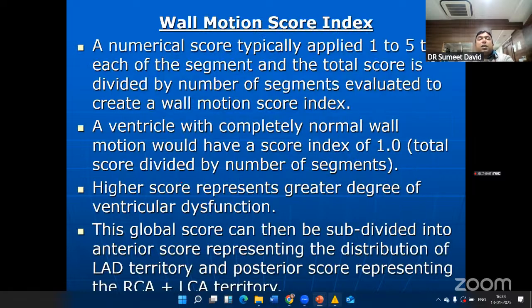So wall motion score index is basically from 1 to 5 for each segment, and the total score is divided by the number of segments evaluated to create a wall motion index score. A ventricle with completely normal wall motion would have a score index of 1. A higher score represents a greater degree of ventricular dysfunction. This global score can be subdivided into an anterior score, representing the distribution of the LAD territory, and a posterior score depending on the right coronary plus left circumflex artery.